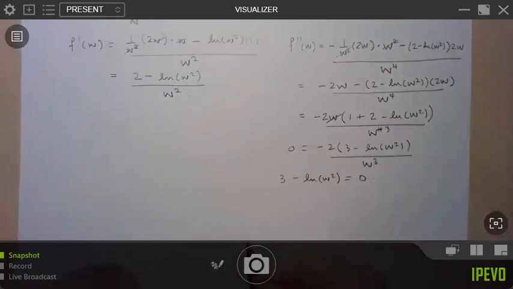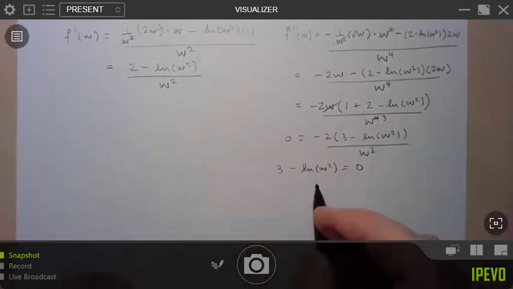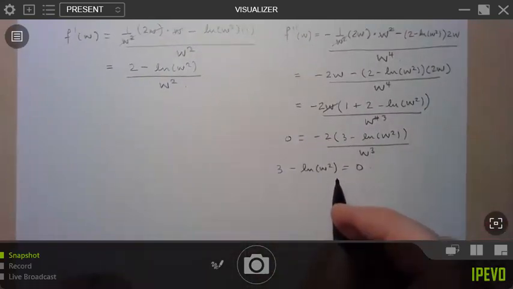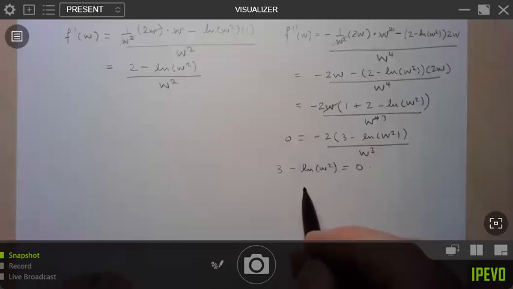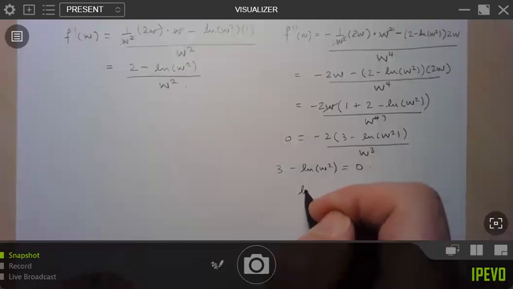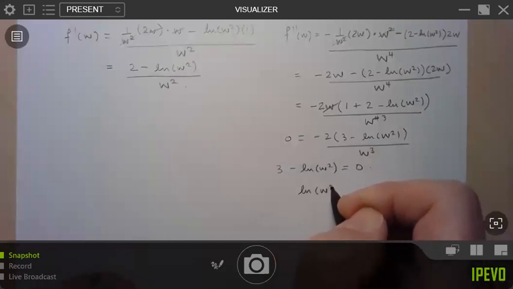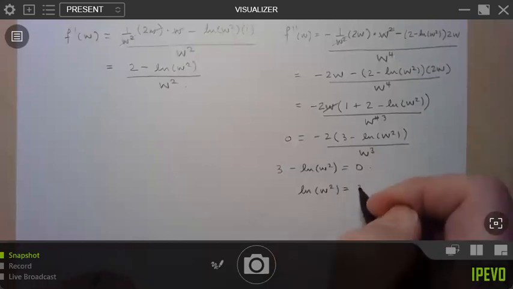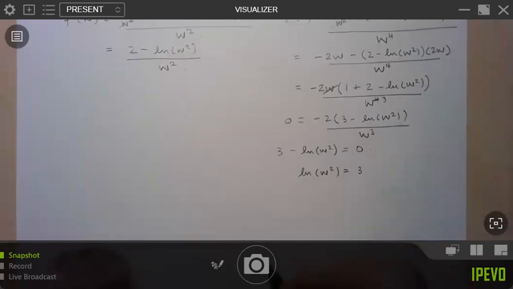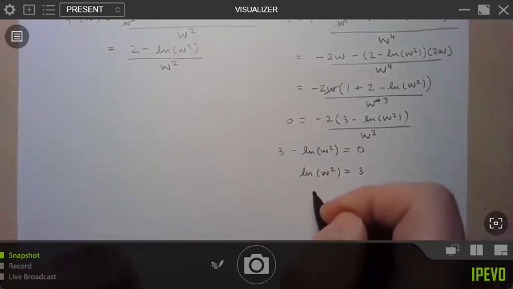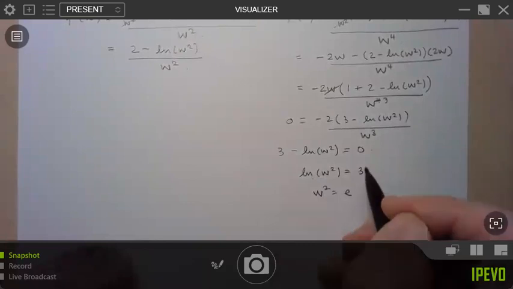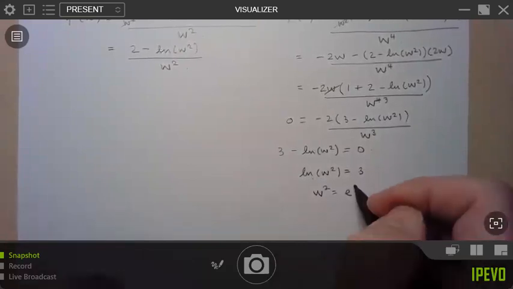Okay. And so I'm going to use my usual process here, which is to isolate my logarithmic term. So bring that to the other side. So we have ln of w squared is equal to 3. All right. And so here, now that I have a single logarithmic expression equal to a number, I change this to exponential form. The result is w squared, which is equal to the base e to the power of 3.